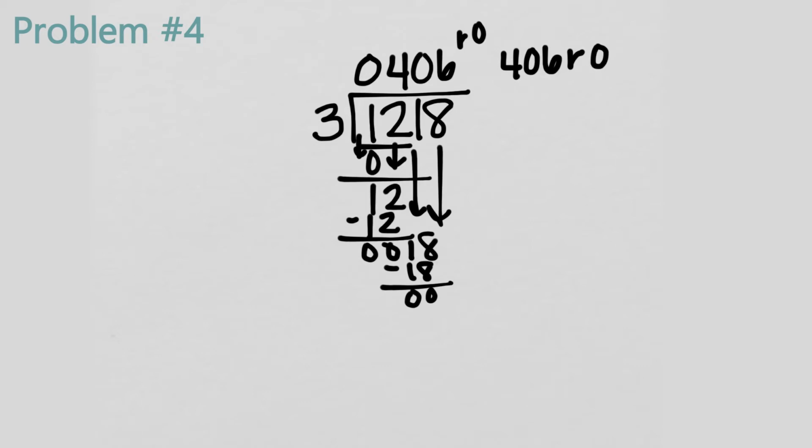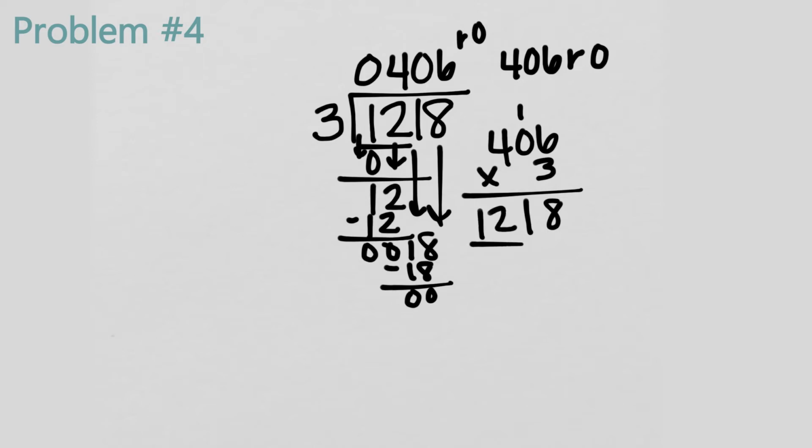Now let's check our work. 406 times 3. 3 times 6 is 18, carry the 1. 3 times 0 is 0, plus 1 is 1. And 3 times 4 is 12. There's our original dividend. Great job.